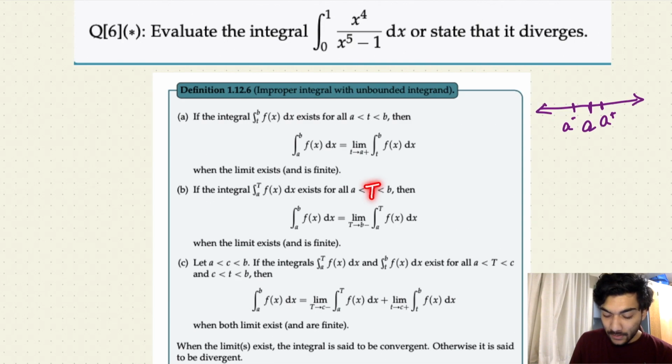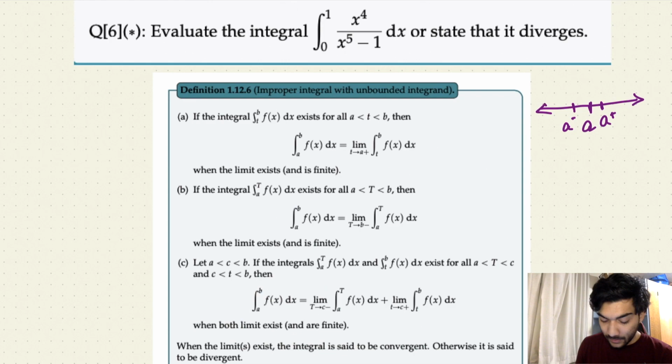But the concept is you'll consider a variable which lies in between the interval a and b, similarly as in case 1. And what you'll do is first solve this integral, and then in this case you'll take the limit of capital T approaches b minus. So you'll take the left hand neighbor of b in the second case, right?